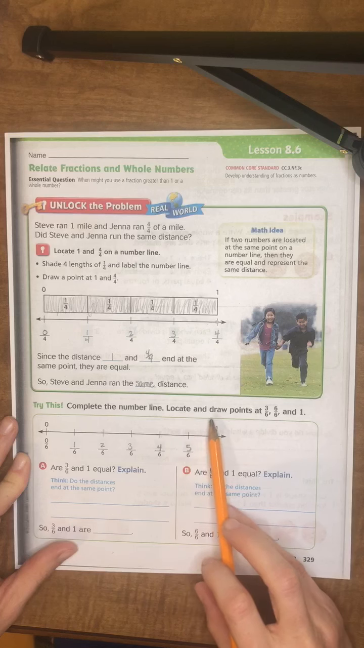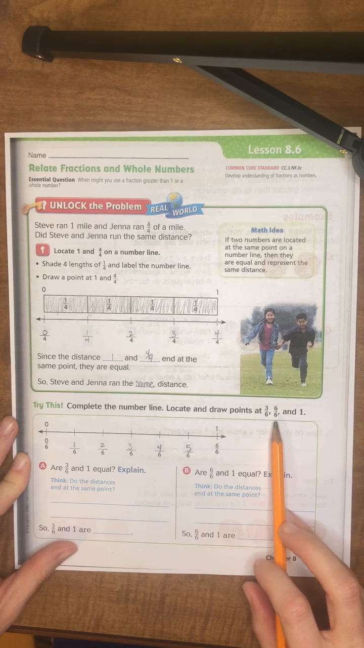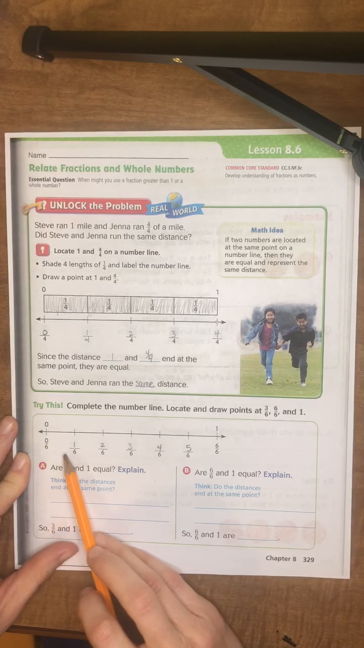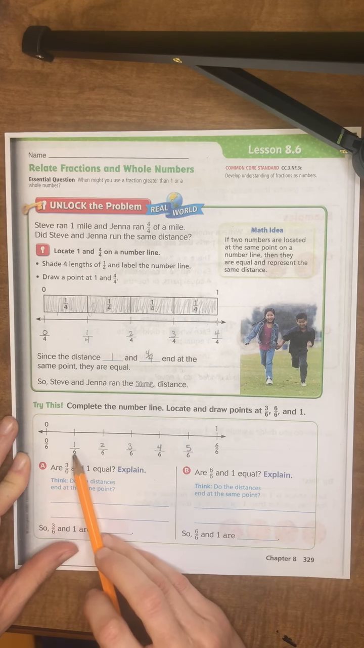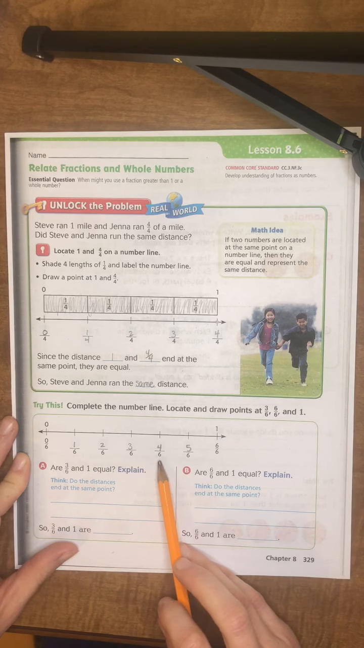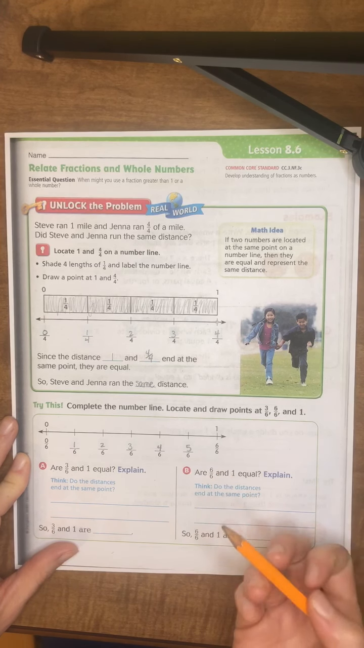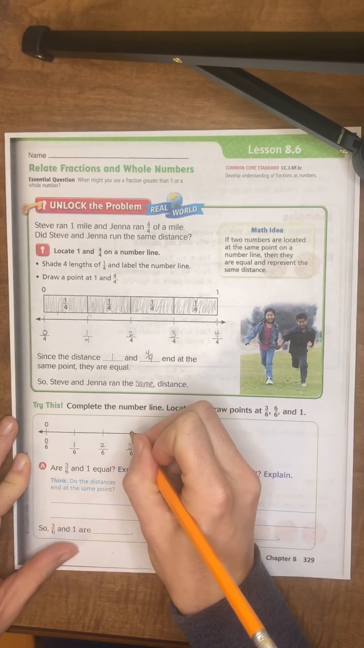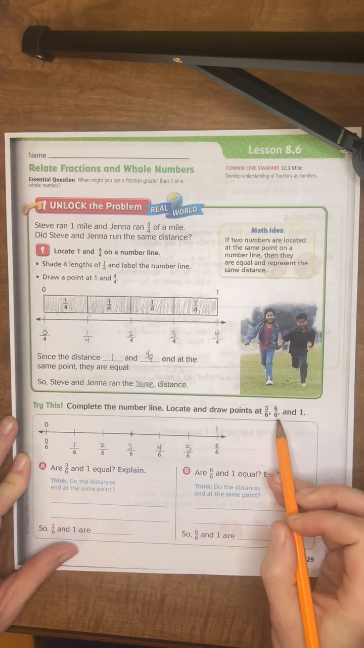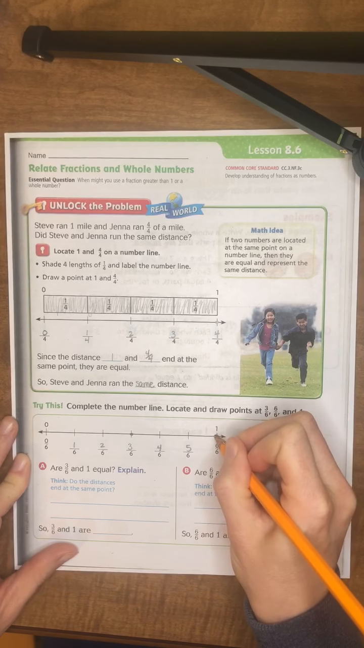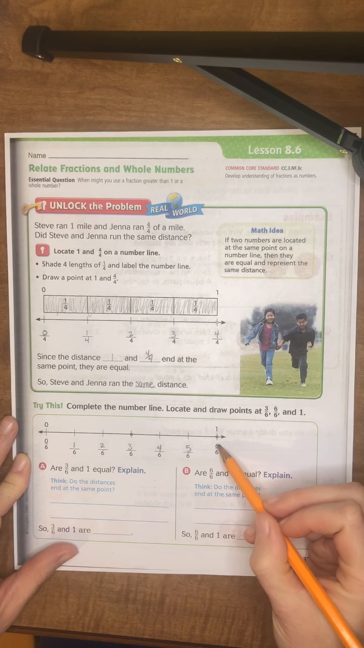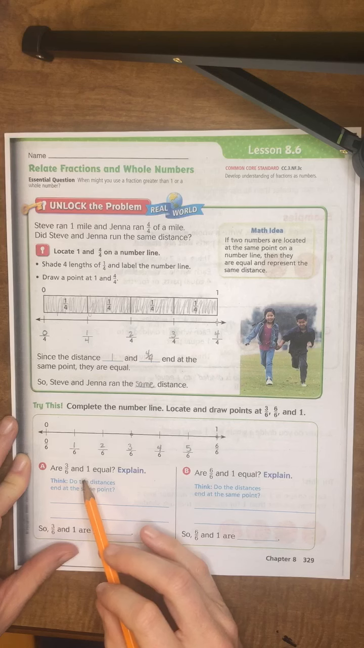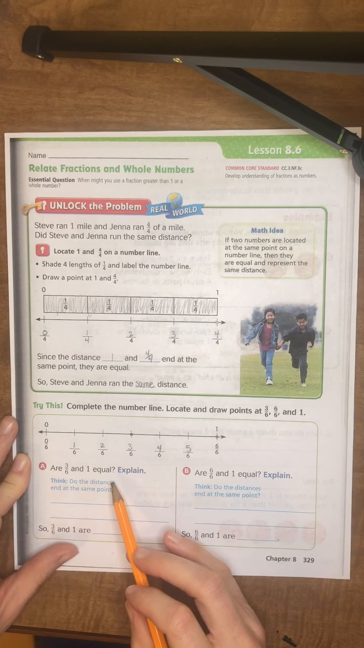Complete the number line, locate and draw points at 3/6, 6/6, and 1. So I've already put in the numbers 1/6, 2/6, 3/6, 4/6, 5/6. So now I am putting in the points. So 3/6, 6/6, and like I said before, if you have the same number on top as you do on the bottom, it equals 1. So are 3/6 and 1 equal?